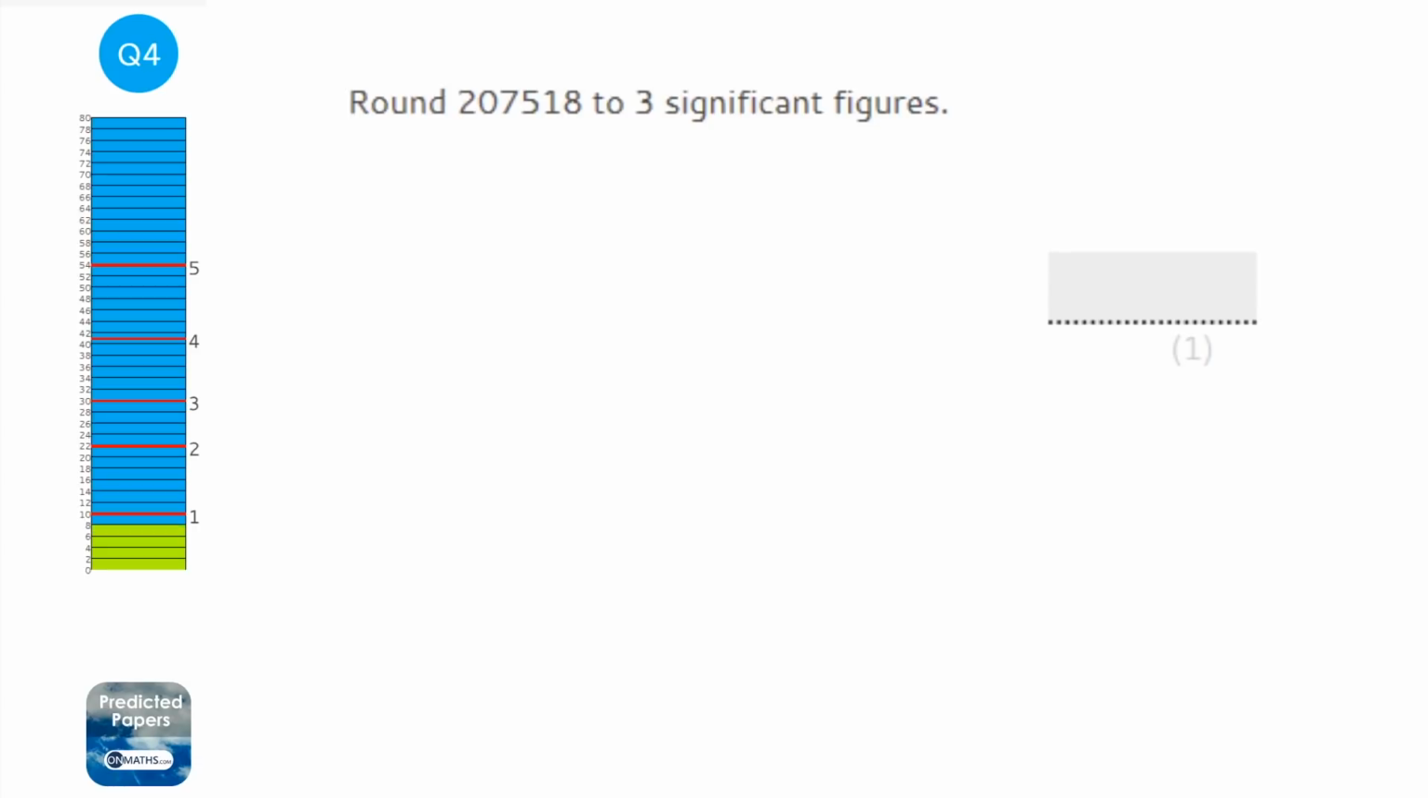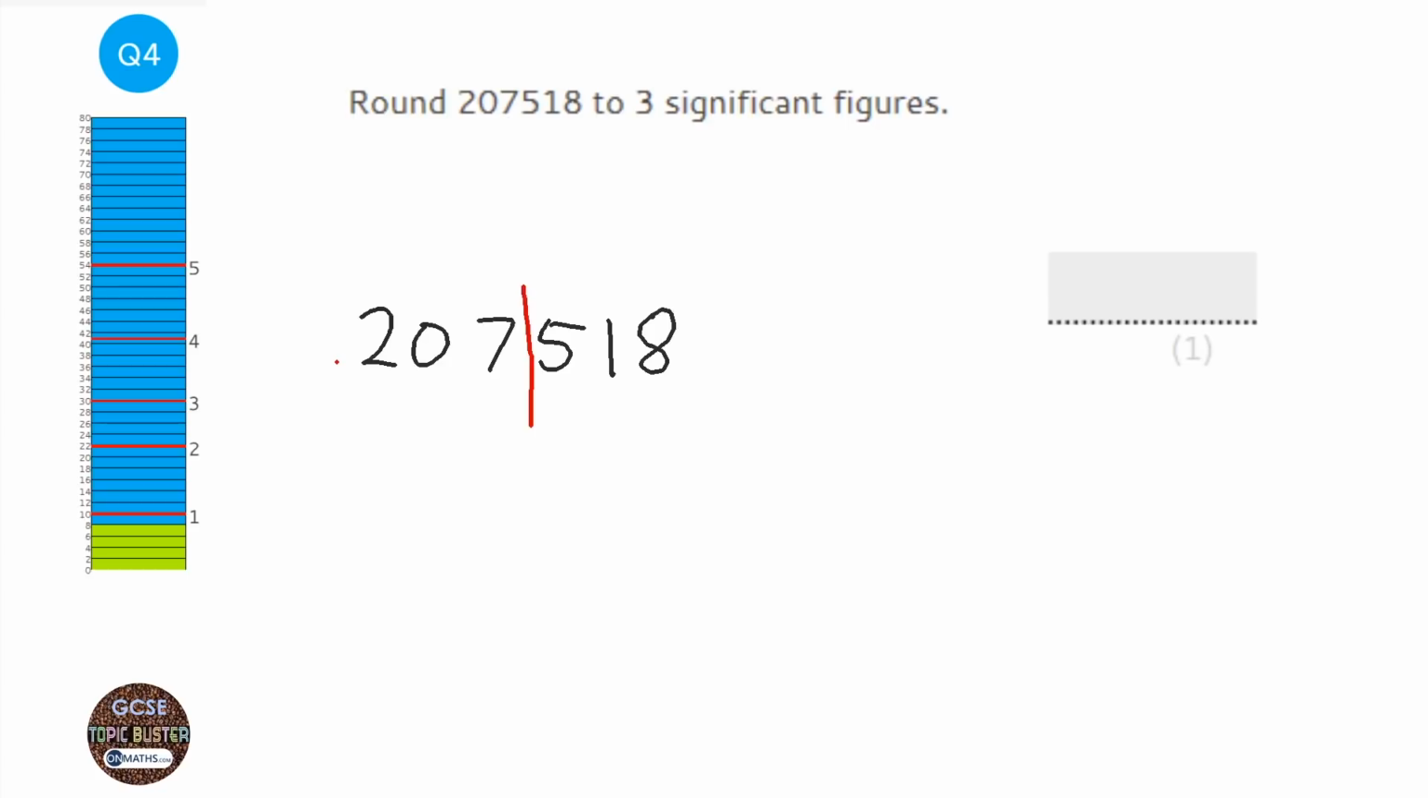Okay, so we're asked to round to 3 significant figures. So what I'd try and do first is write the number down. Now, with significant figures, we start counting at the start of the number. We don't start counting at the decimal point. So I'm going to start counting here, and I'm going to count 1, 2, 3, and I'm going to draw a line down.